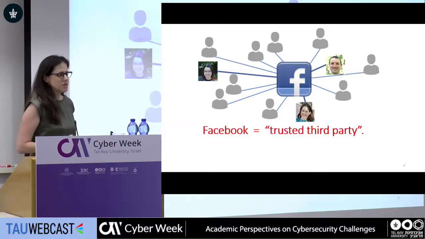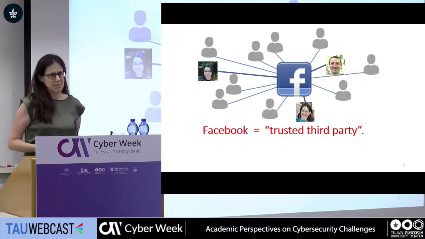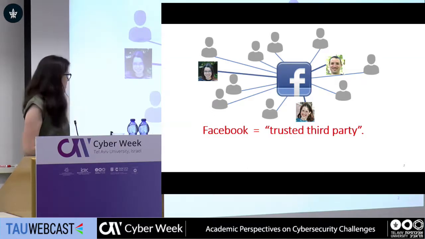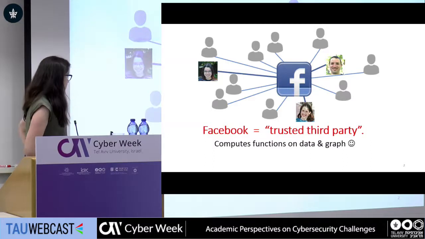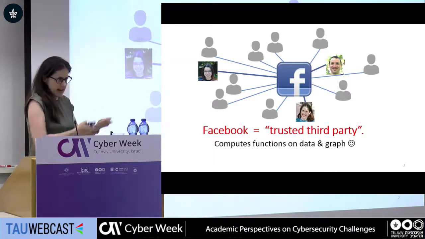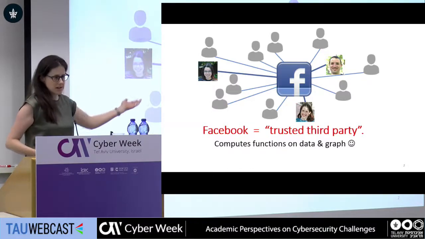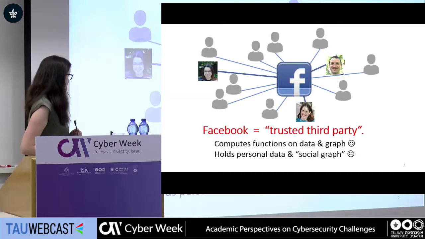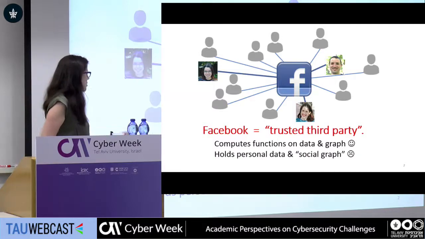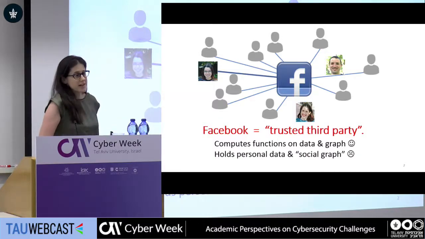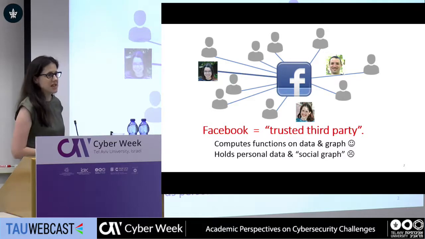We use it as what's known in cryptography as a trusted third party. And this is a problem, because this can compromise our privacy. If we wanted to compute functions on our data that we upload and the social graph that we upload, then it has to know it if we use it as a trusted party. So it holds both our personal data and the social graph, and at least for some of us, that's sufficient reason not to want to be on Facebook.